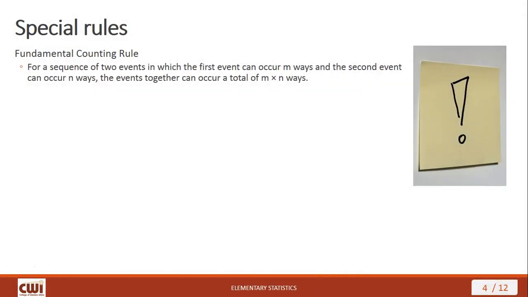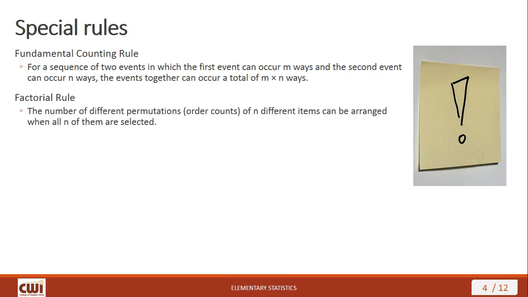First, let's encounter some special rules. First we have the fundamental counting rule. This says that for a sequence of two events in which the first event can occur in m ways and the second event can occur in n ways, the events together can occur a total of m times n ways. Essentially, you've got a sequence of events and each event can occur in a certain number of ways. You just list the number of ways that each of those events can occur, and you multiply the numbers together. That's the fundamental counting rule.